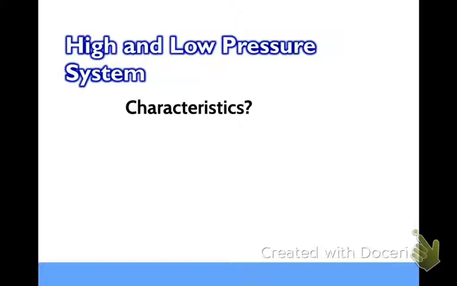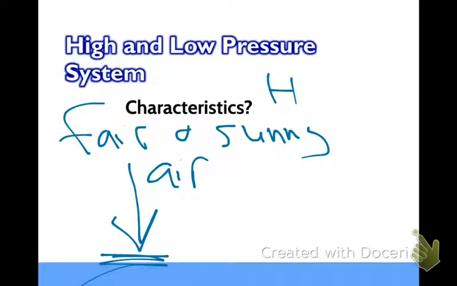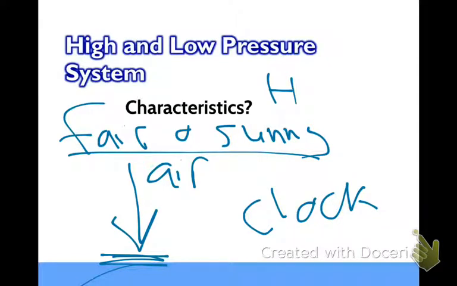Okay, so for your high pressure systems, high pressure is going to have your good, clear weather. High pressure, so it's going to be fair and sunny. The reason it's fair and sunny is because there is sinking air. Remember, in order to get a cloud, you must have air that rises up and brings moisture higher up into the atmosphere where it can cool and condense to form a cloud. If you have sinking air, you cannot get a cloud. So that is why the weather characteristics are fair and sunny. Remember, high pressure is going to spin clockwise, and counterclockwise is going to be the low pressure systems.